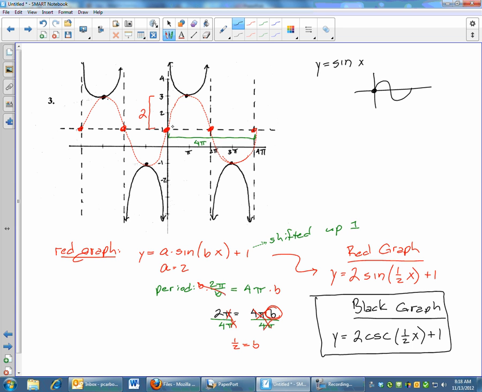So sketch in either the sine or the cosine, and then find the equation of that one, just like I did with those first two examples, and then you simply change it to cosecant or secant, whichever applies. In this case, it's cosecant.